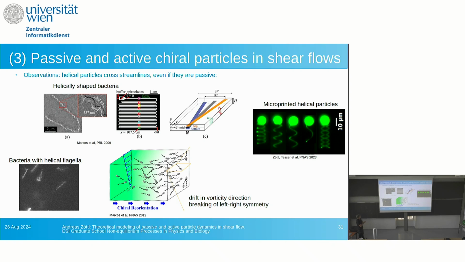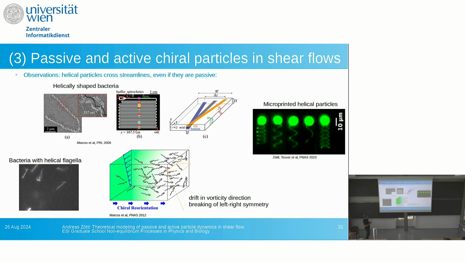And there was also, for example, this paper from the Stocker group who showed that if you take these helically shaped bacteria and you put them in flow, they will drift in the vorticity direction or in the negative vorticity direction, depending on if they are in the top or bottom of the channel. And this drift, this left-right symmetry breaking, cannot occur when you look at an ensemble of particles when you have non-chiral particles. But due to chirality, you can break the symmetry.